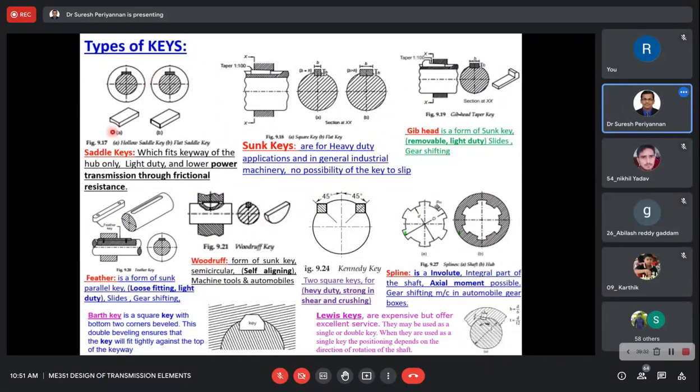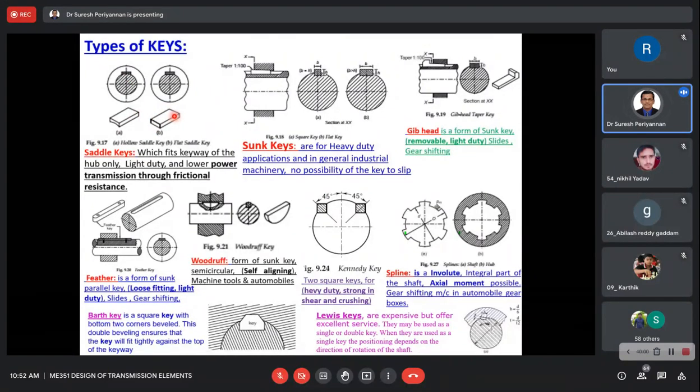Now see here, in the saddle key there are two types: hollow saddle key and flat saddle key. This hollow saddle key is a small arc in design along the width of the key. The arc diameter is equivalent to our shaft diameter. Okay, this is the hollow saddle key. This is a flat saddle key.